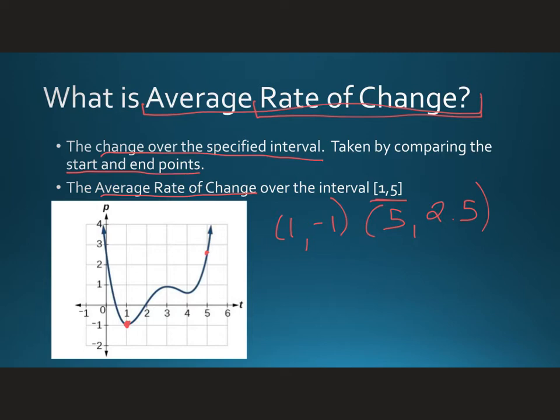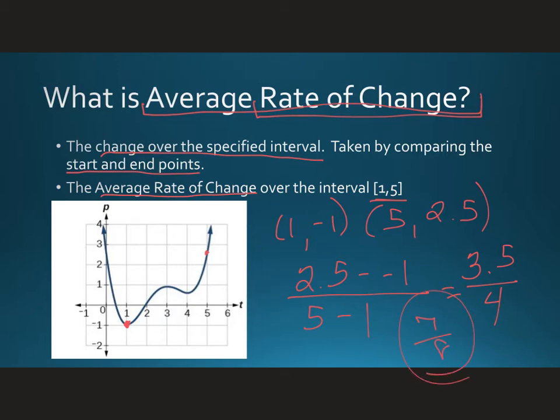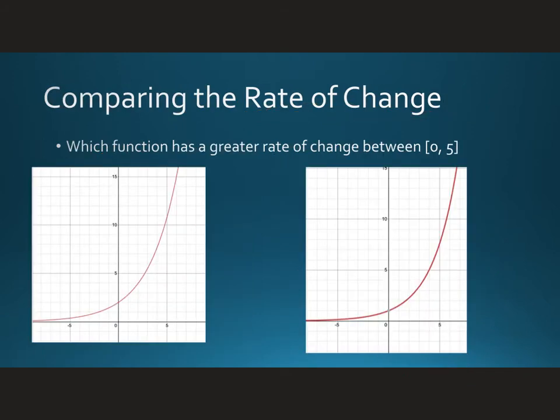And I'm just going to use my slope formula, change in y over change in x. So change in y is 2.5 minus -1 over 5 minus 1, which gives me 3.5 over 4. Remember that we don't like leaving decimals in our fractions, so I'm just going to change that to 7 over 8 as my average rate of change between 1 and 5. Okay? Look at what we're going to use this for. Let's use this to compare these two.